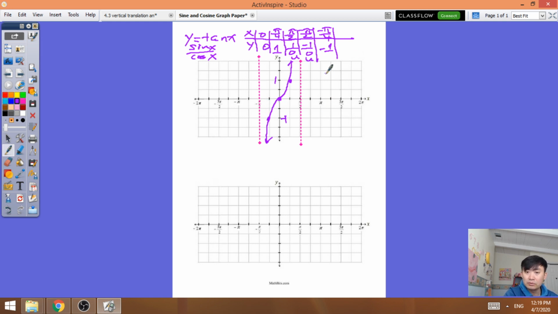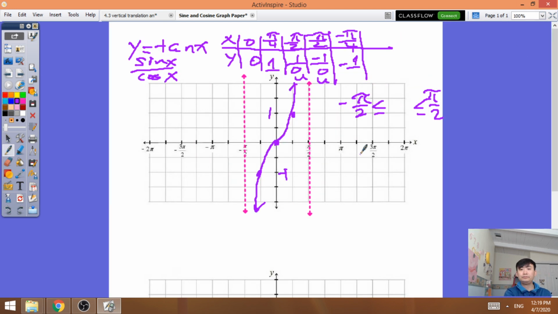So when you're doing the one cycle test for tangent, you can always put negative pi over 2 less than or equal to the quantity in the middle, and it's less than or equal to pi over 2. Okay, let's just make it bigger. So the xy table, and then we just plot the points. So this one is for tangent.